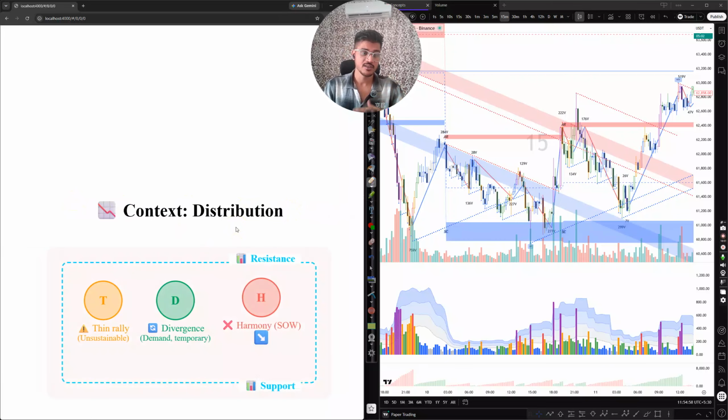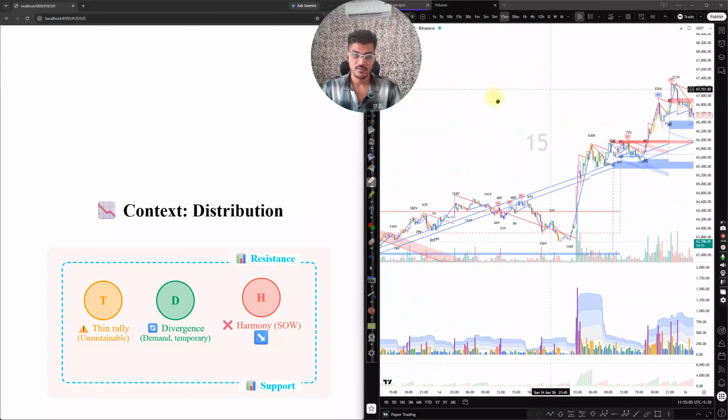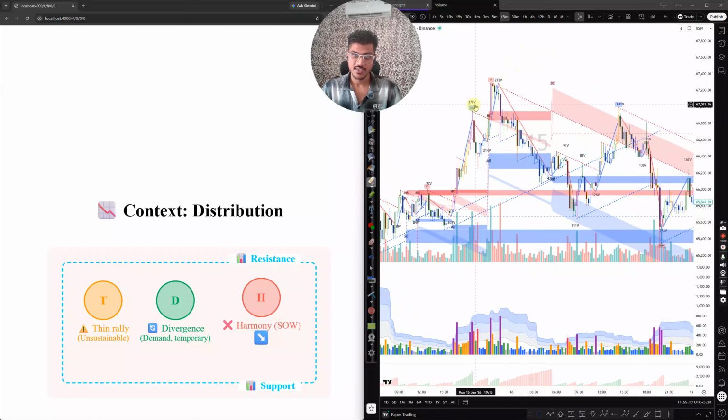In the context of distribution, we see a thin rally, an unsustainable move. You see the volume is less than the previous one, yet the market made a new high. If the volume is less, why is it making a new high? Just think of it. That means the move is not going to be sustained, and the market has to reverse.